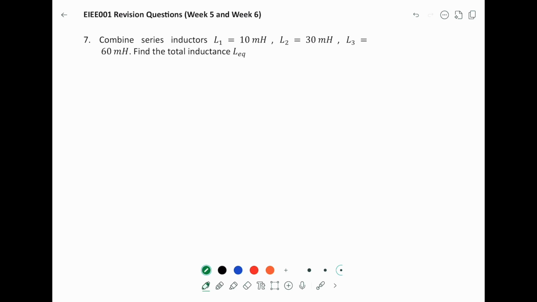We have three inductors connected in series. The equation is the same as for resistors. So L equivalent is L1 plus L2 plus L3. When you add these, it becomes 100 millihenry.